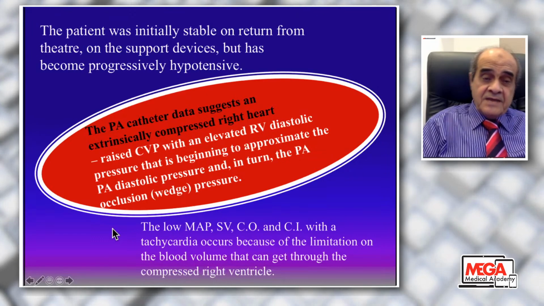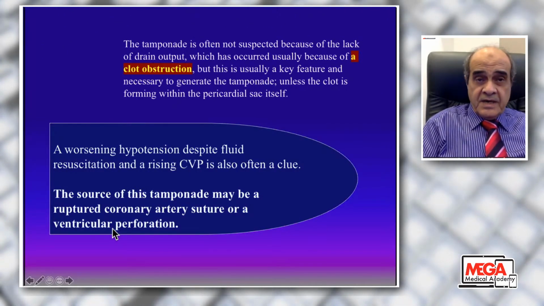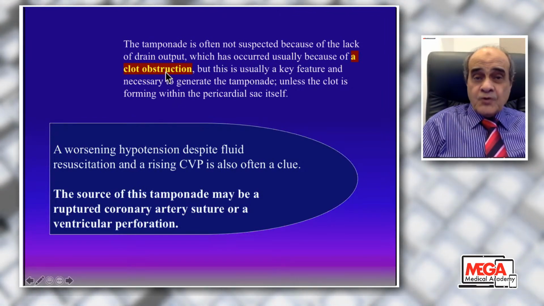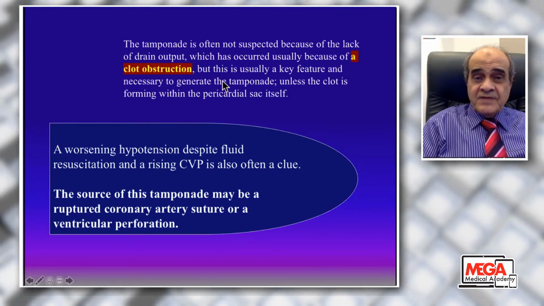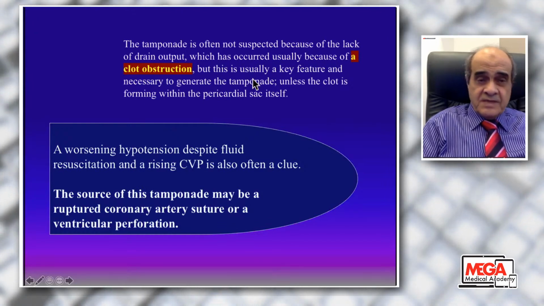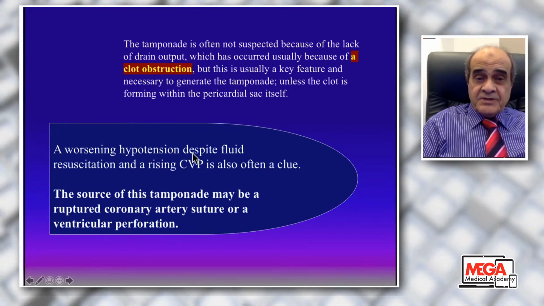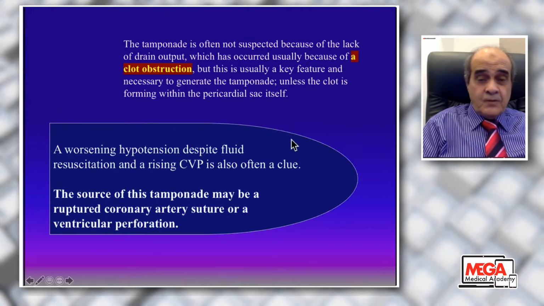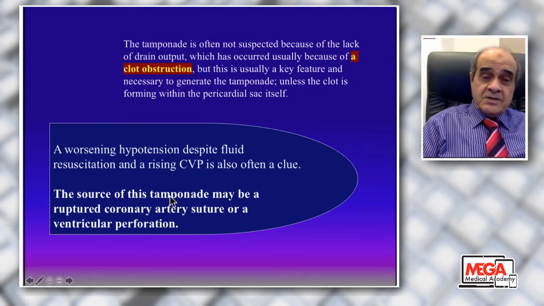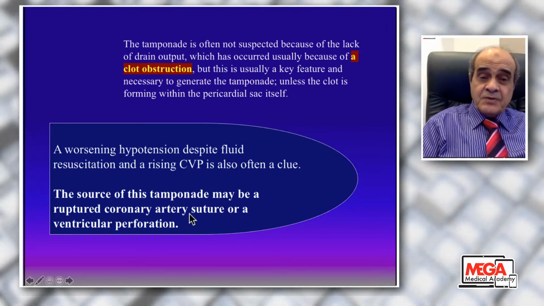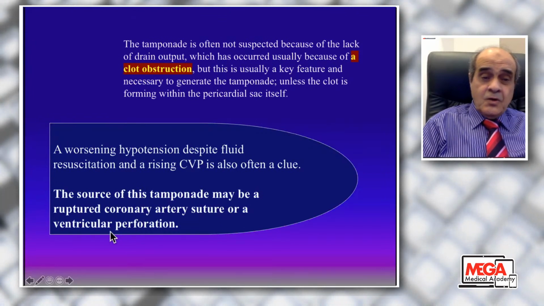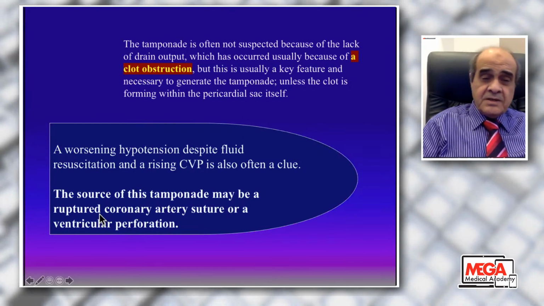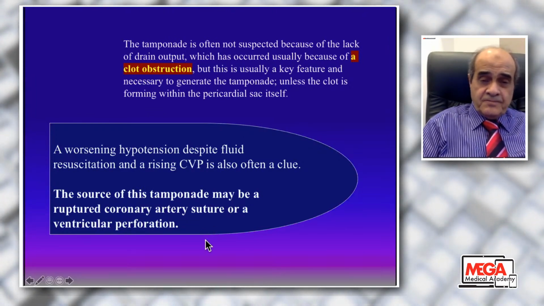So this is a typical case of pericardial effusion, usually because of clot obstruction due to leakage from the coronary anastomosis. Worsening hypotension despite fluid resuscitation and a rising CVP is also often a clue to this scenario. The source of this tamponade may be a ruptured coronary artery suture or a ventricular perforation, and these are very common complications in CABG operations.